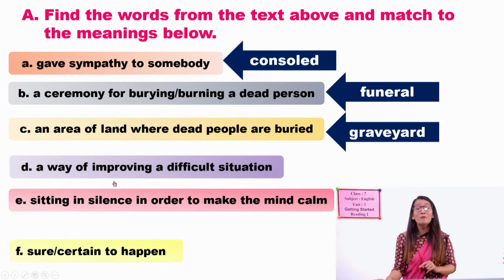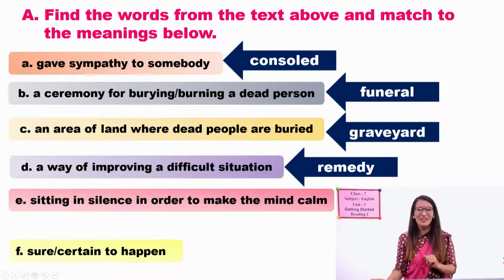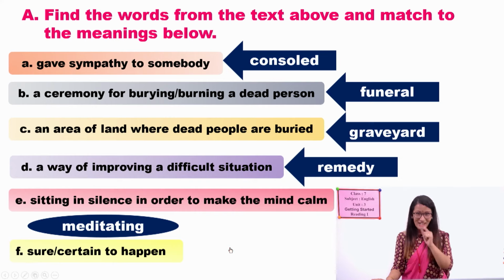Okay, a way of improving a difficult situation. Difficult situation, how do we improve it? What is a word which gives this meaning? The Gautam Buddha had, what did he have? For every problem, he had a remedy. Good. Sitting in silence in order to make the mind calm. What is it? Do you know? Yes, meditating. Correct.